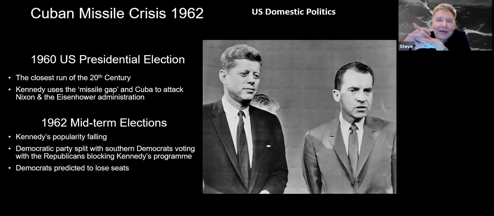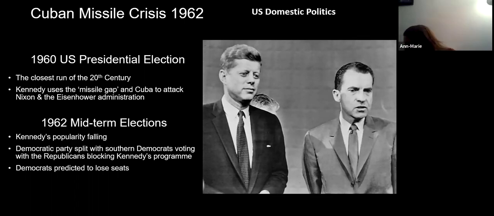The first thing we need to look at is the US presidential election. When Kennedy became US president, the election was actually the closest run of the 20th century. Kennedy wasn't as popular then as he did become after his death. And one of the main planks of his election was what he called the missile gap, and the American response to Cuba by Nixon and the Eisenhower administration.